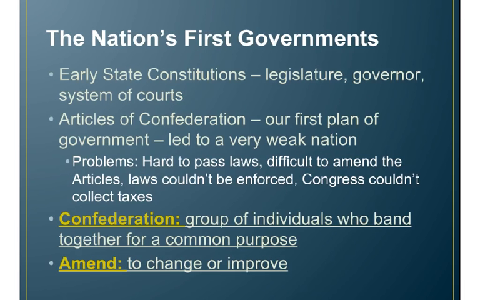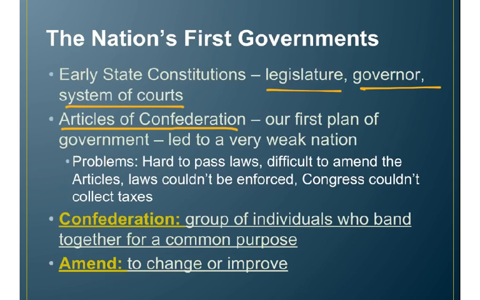Now, upon winning independence and setting up our first government, the early state constitutions, or the plans that we drew up for each state, were very similar to the ones that already existed in the colonies. So they had a legislature, they had a governor, and they had their own court system. But now that we were a new nation, we wanted to create a document that would be for everybody to follow. And that first plan of government, that first constitution, was called the Articles of Confederation.